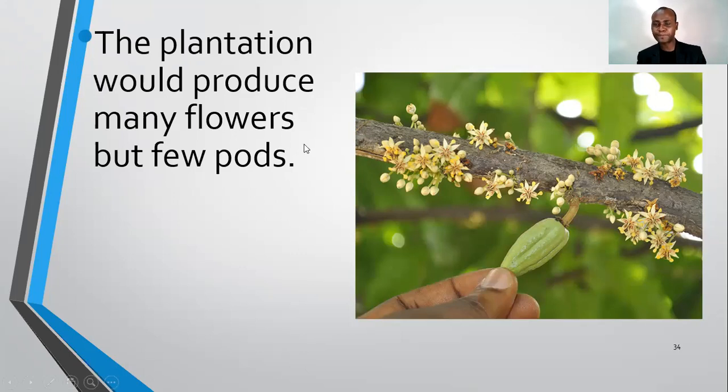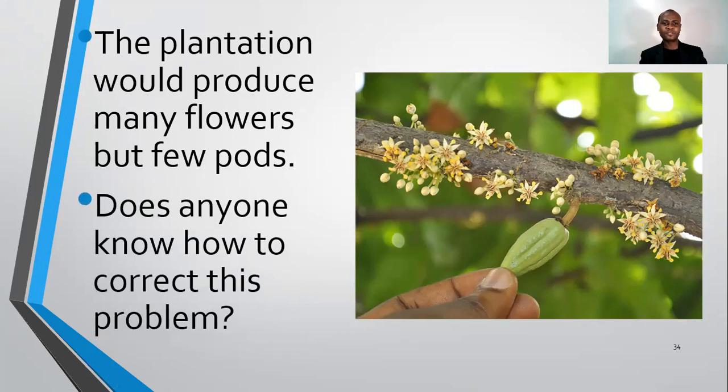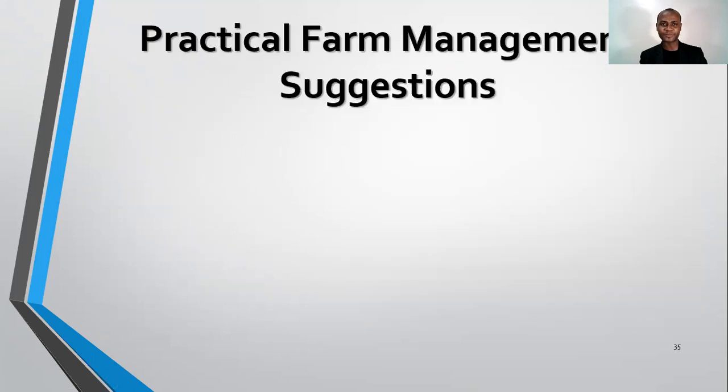In the same way in this image, if you count all these, you're going to get a lot of flowers. If you hand pollinate them, you are going to get a lot of pods growing in that particular area. So you can increase your yield drastically. Does anyone know how to correct this problem? These are practical farm management suggestions.